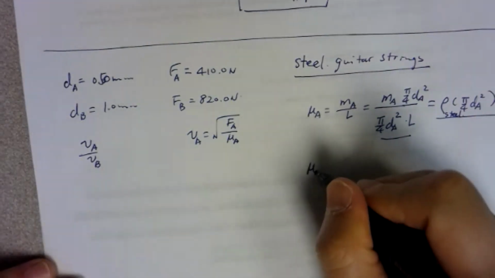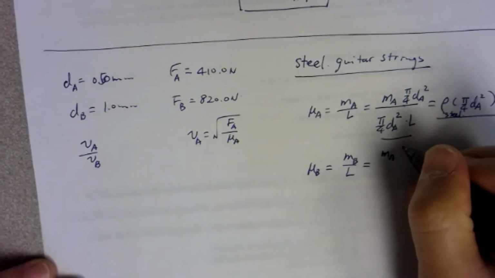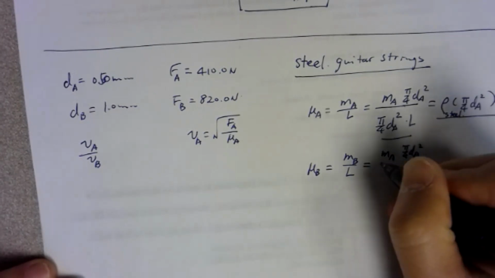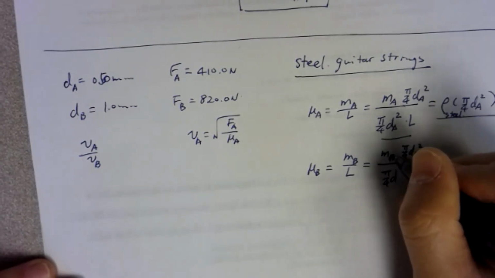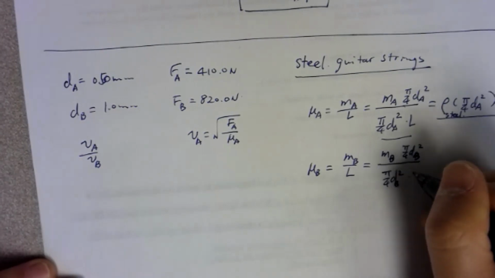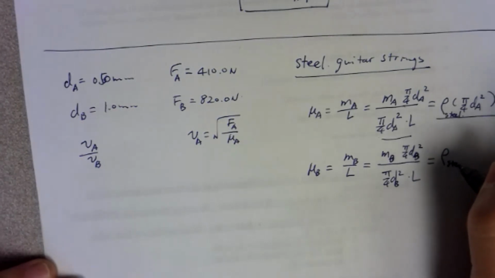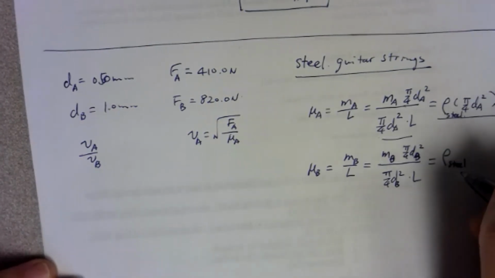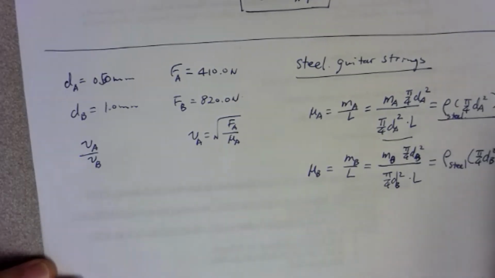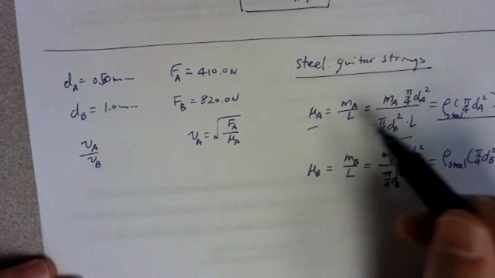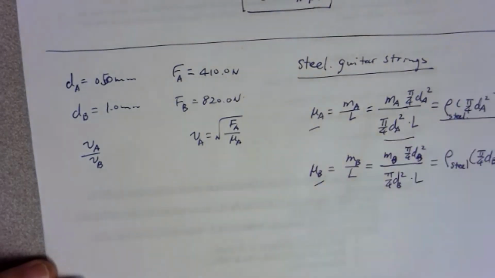We can do the same for mu of B, right? So mu of B should be the mass of B divided by L, the same length. So the same thing that we did to that one, pi over 4 dB squared times L. Okay, so this mass divided by that volume is also the density, but it's made of steel. So this is the same, okay? Pi over 4 and then dA squared, dB squared, okay? So we actually have related the linear density to the density and the cross-sectional area, right? And then also here, the same thing.